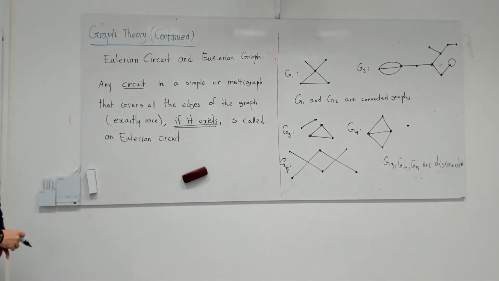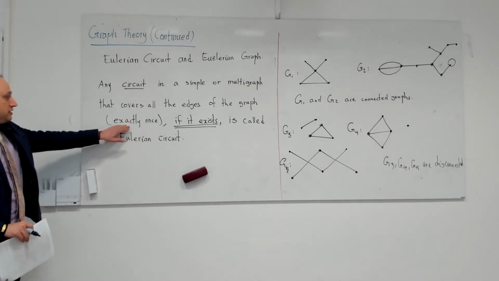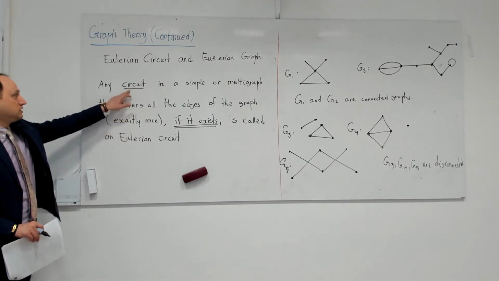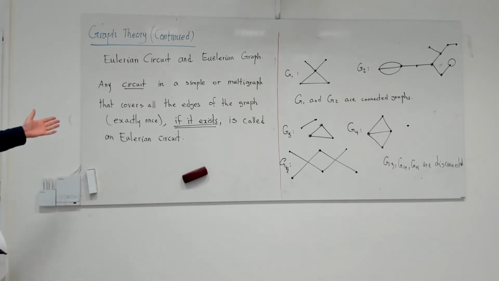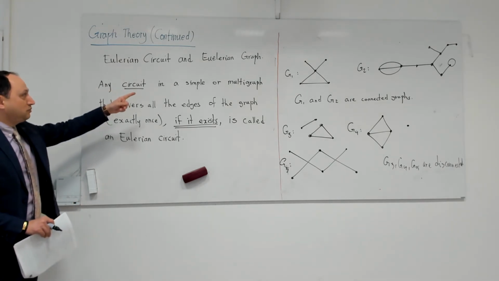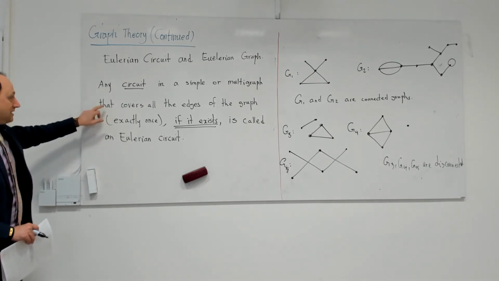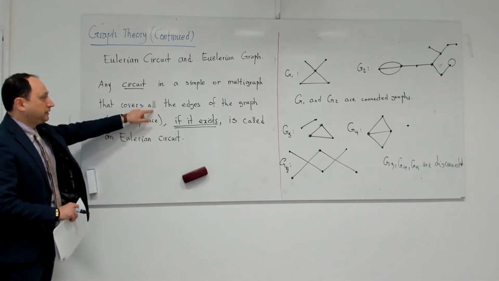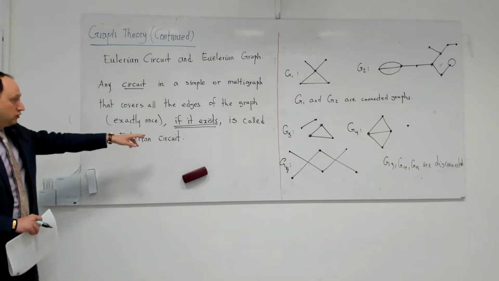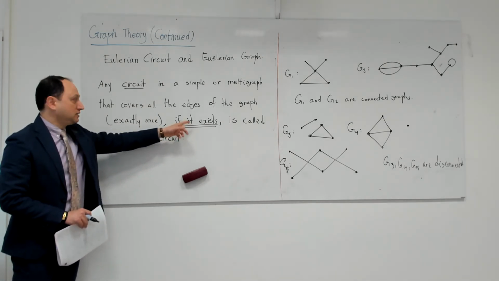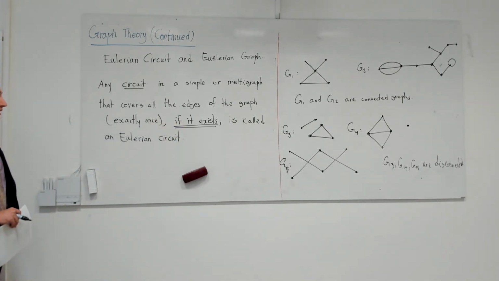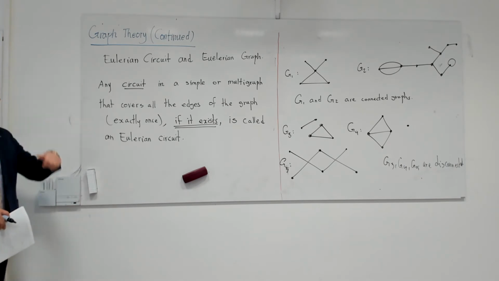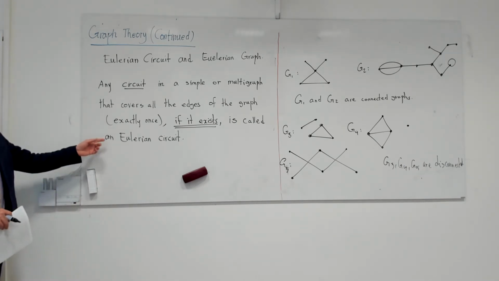Okay, so that's the definition. You see, I don't need to emphasize exactly once, because when I say circuit, by definition of the circuit, I'm not allowed to repeat any edges, but I'm emphasizing it here. Any circuit in a simple or multigraph that, this is important, covers all the edges of the graph. Of course, there is no guarantee that this is always the case. It's possible. If it exists, it's called an Eulerian circuit. A graph containing one single Eulerian circuit is called an Eulerian graph.